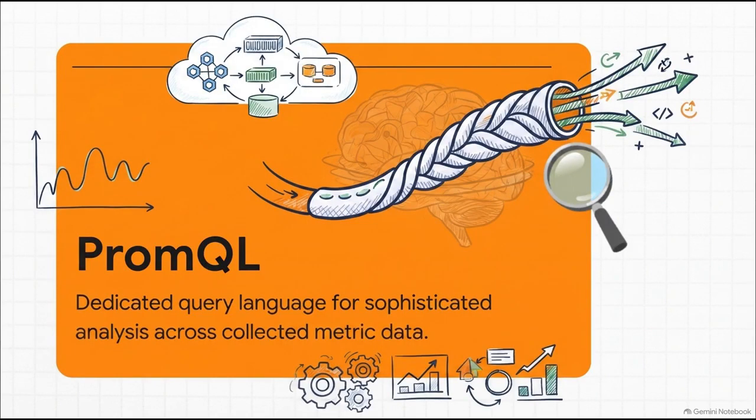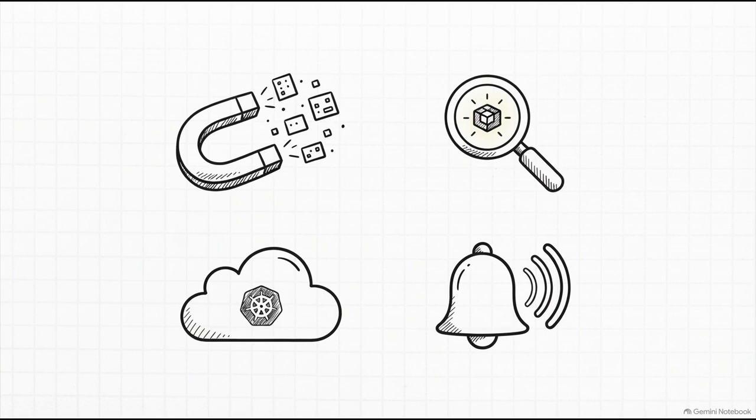So let's pop the hood, shall we? The platform itself is built around a time series database, which is optimized specifically for the massive fire hose of data that modern infrastructure generates. But the real magic here is PromQL. This is Prometheus's dedicated query language, and it's a real game changer. It lets technical teams perform incredibly sophisticated analysis and aggregation across all of that collected metric data. This is exactly what gives your team the analytical depth to truly understand what is actually happening deep inside your systems.